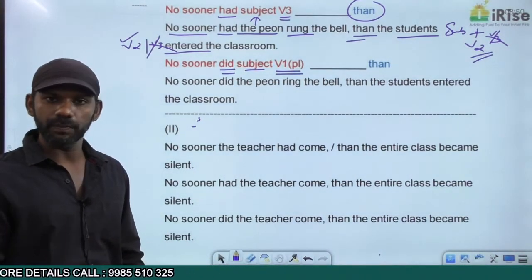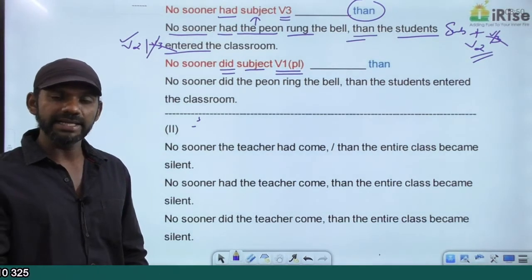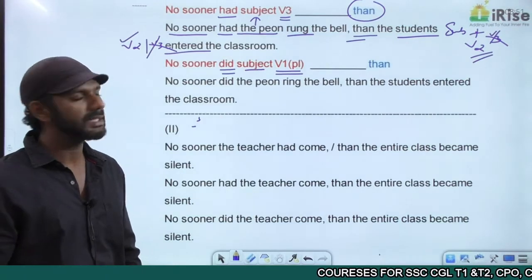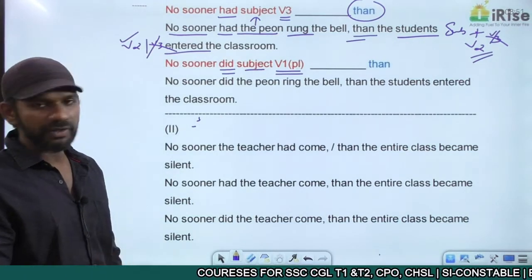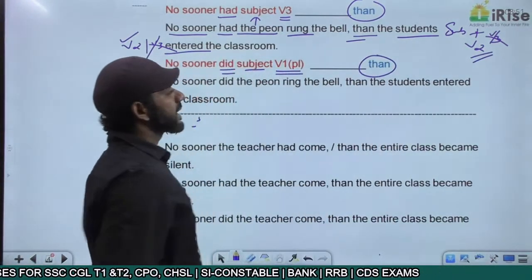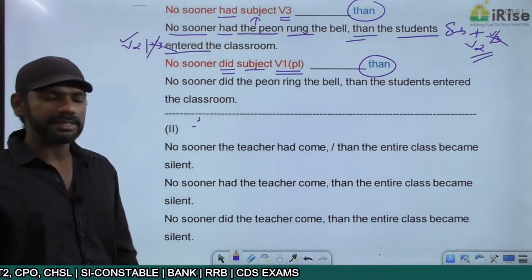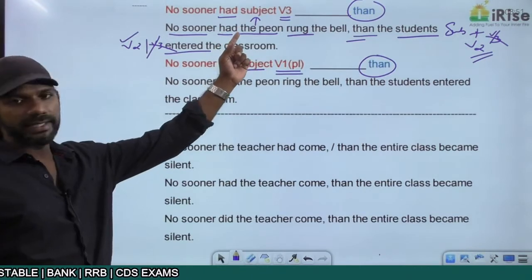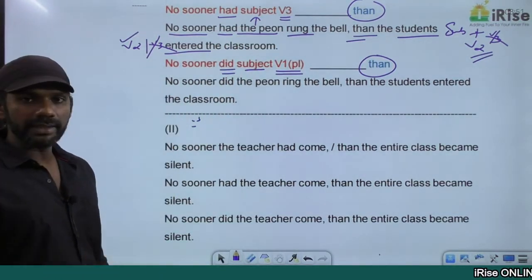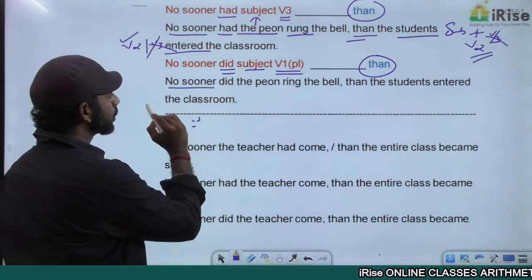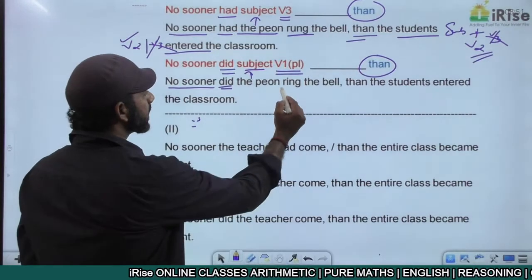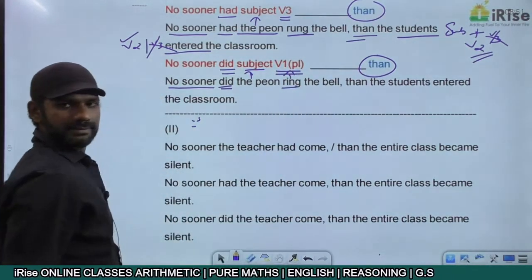He didn't go. They didn't go. I didn't go. We didn't go, etc. Didn't go is did plus V1 plural. So no sooner did subject V1 plural followed by than. So this is the second order of no sooner sentences. Now we'll frame the same idea in the second form. No sooner did the peon ring the bell. Subject is the peon. Ring is V1 plural.